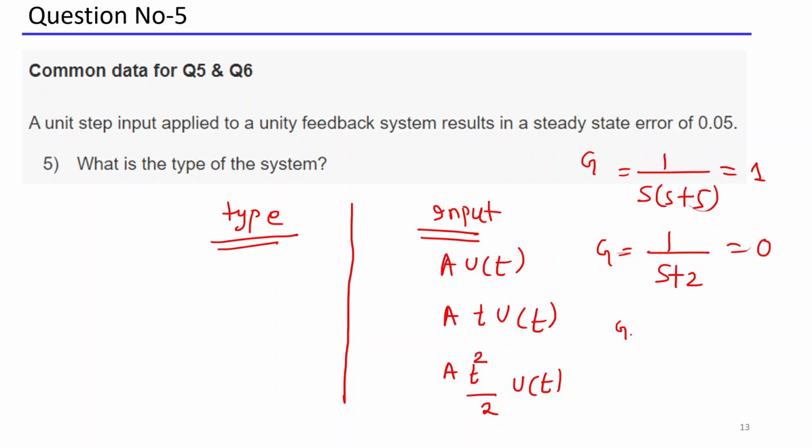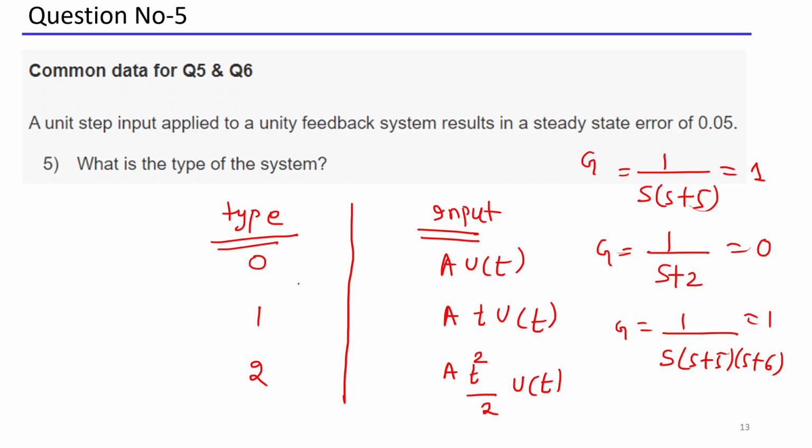Here is another type of question, let me give you 1 divided by s into s plus 5 into s plus 6. Here what is the type of the system? Again, sir, 1. Again 1. So once you find out the type of the system, then you compare. Let me write here type 0, here type 1, and here type 2.